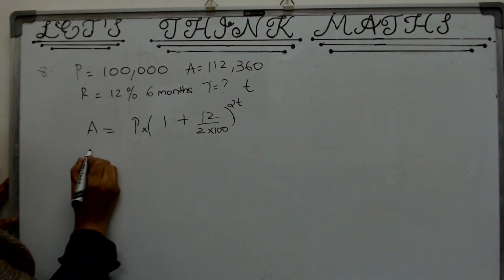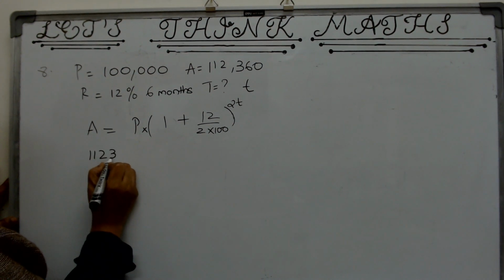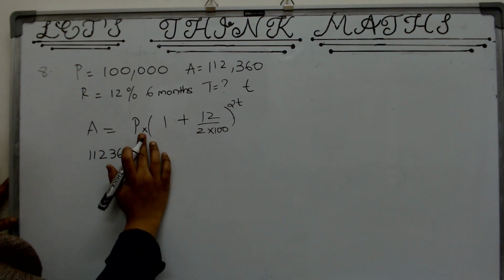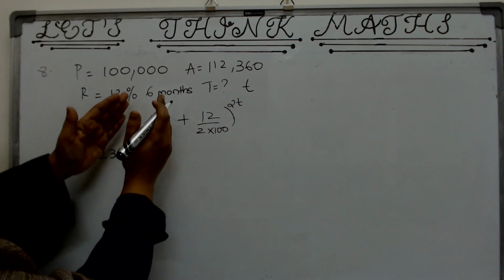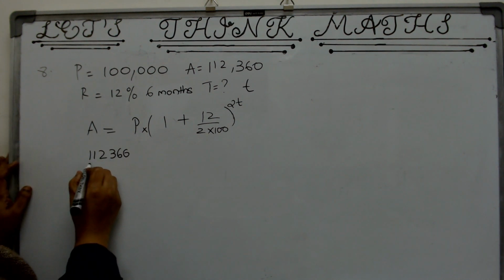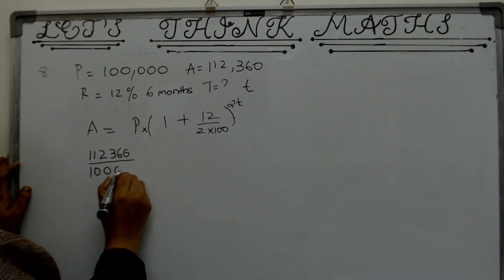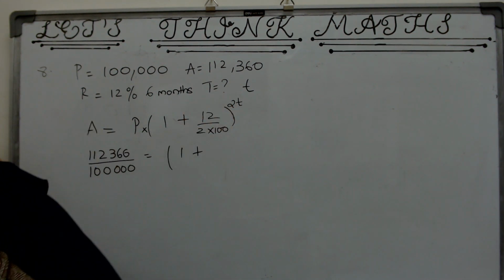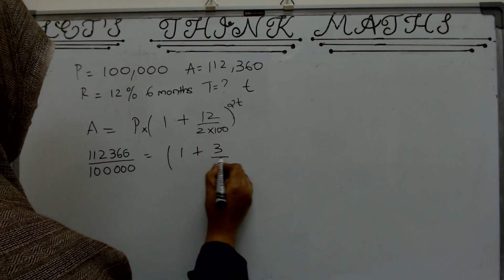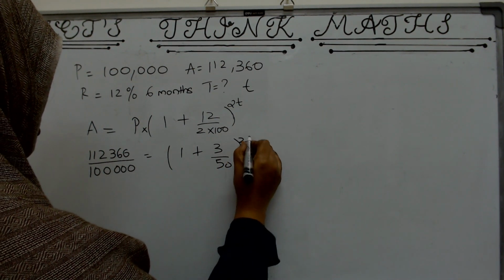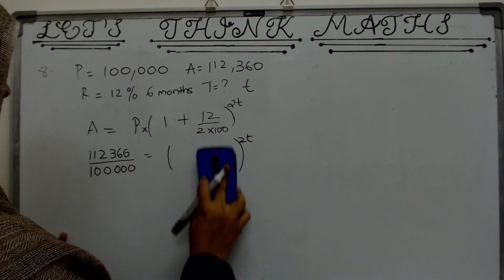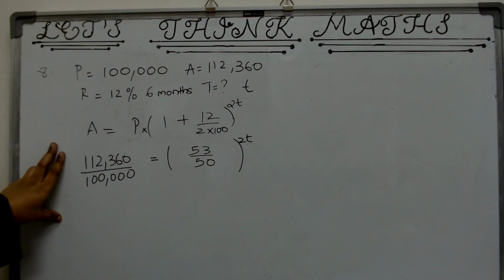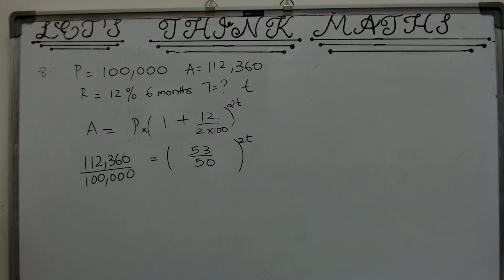Right? This becomes your formula. So A is 12360. Now this is multiplied by, this is P multiplied by this. When solving the equation we transpose it to this side, then it becomes divided by 1 plus 12 divided by 2 into 100, that would be 3 by 50 raised to 2t. So this becomes 53 by 50. Get the equation and try to arrive at an answer with minimum calculation.